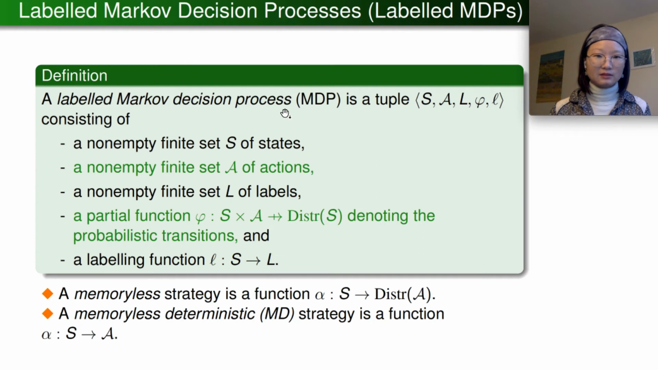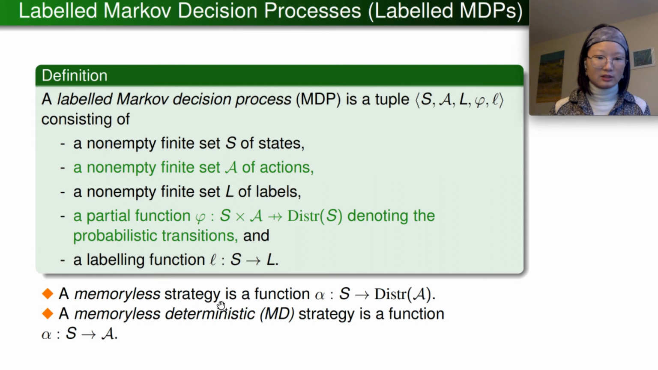It is very similar to LMC, but this model has non-determinism. In addition to LMCs, an MDP has a set of actions, and instead of the probability transition function tau, it has a partial function phi which maps a state and action pair to a probability distribution. We will see an example soon.